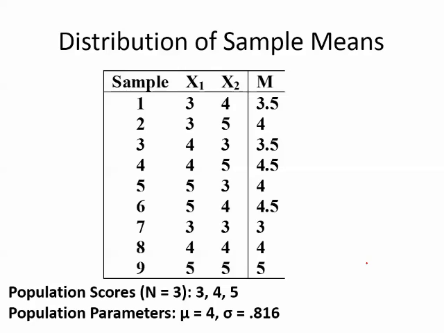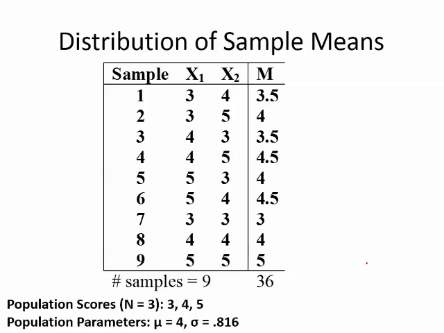Now this distribution of sample means, it doesn't make a lot of sense to look at it right now, but let's take another look at it. Now notice that if we add these sample means up, it's going to give us 36. If we take 36 and divide that by the total number of possible samples in this population, so 9, we are going to get 4. So that's going to tell us one thing about our population.